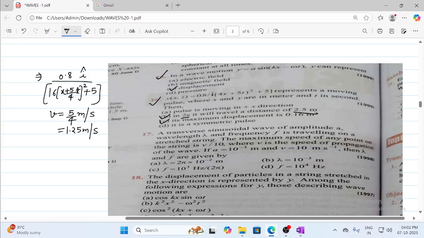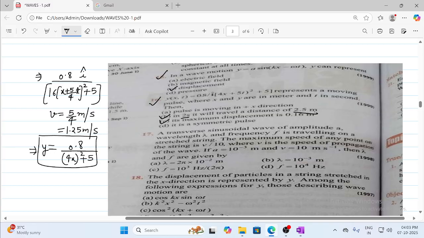Symmetric pulse you have to draw. You have to draw whether it is symmetric about the y-axis or not. Otherwise, you will not be able to get it. Can you draw this one? Take only 3 variables. Take t equal to 0. See, try to understand. The same wave is moving, right? So you can take t equal to 0 in this equation. What will you be getting? y will be 0.8 upon (4x) whole square plus 5.